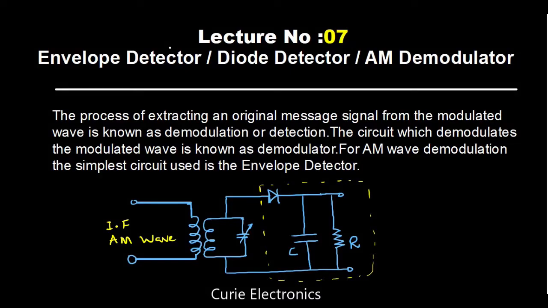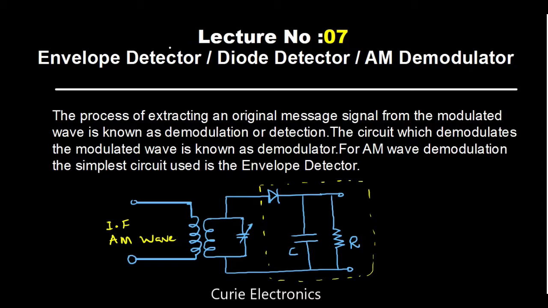What is demodulation? The process of extracting an original message signal from the modulated wave is known as demodulation or detection. The circuit which demodulates the modulated wave is known as demodulator. For AM wave demodulation, the simplest circuit used is the envelope detector.